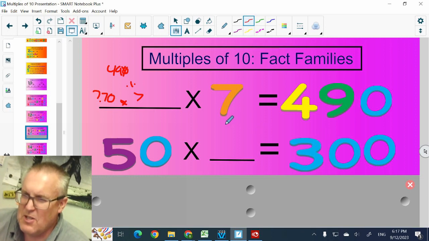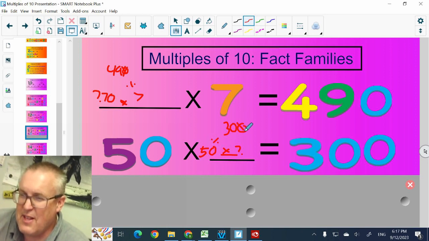Alright, big number goes on top. This is the product, remember. The big number of multiplication is a product. So 300. This is the one with the 0, so let's put it to the left. 50. We don't know what this number is times here. Okay, so that means we have to divide because we're going this way.